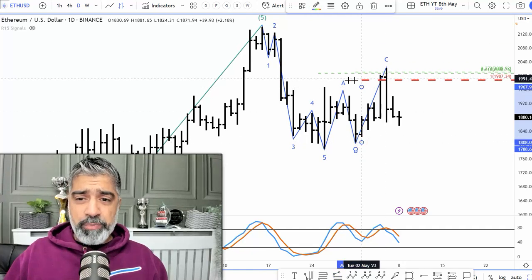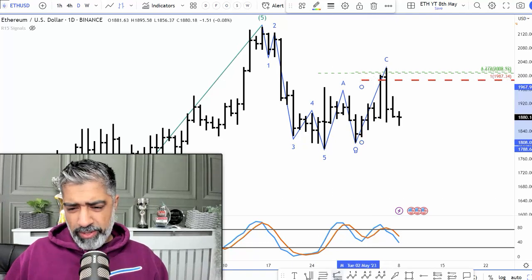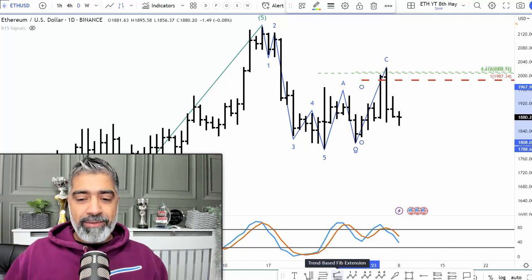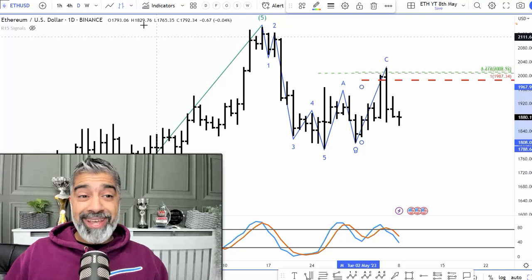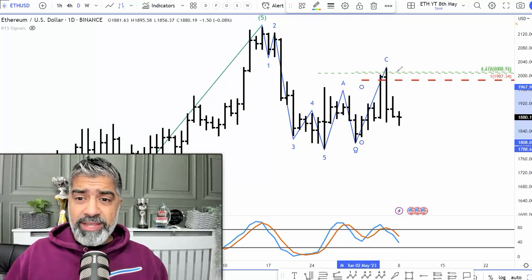And we've got the 100% external, so what do they call it on TradingView? TradingView calls it trend-based fib extension, 100% trend-based fib extension. So what this is now telling us, and we can do this ahead of time as well, by the way, is this is now a key Fibonacci price zone.